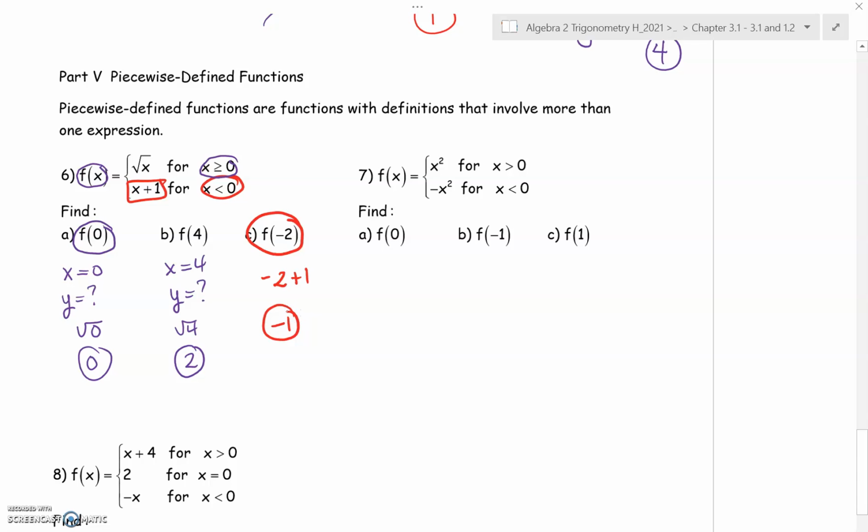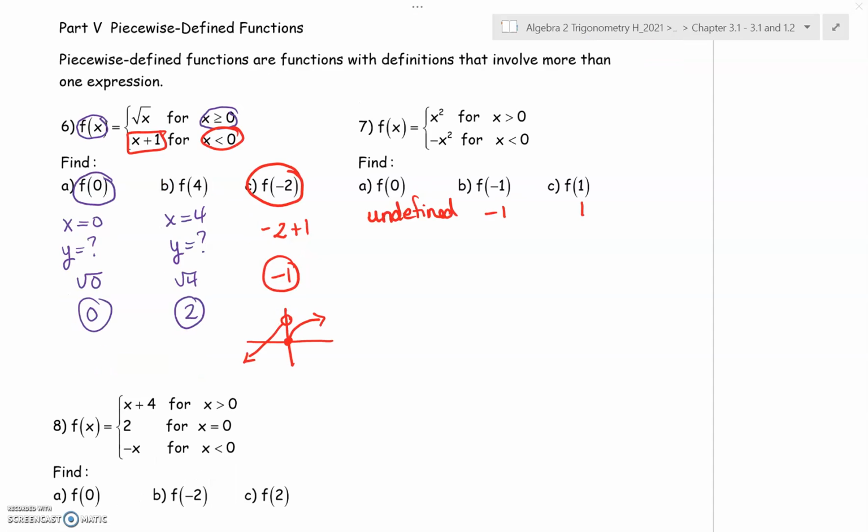Why don't you go ahead and give numbers 7 and 8 a try. Go ahead and pause the video and give it a try. Okay, so let's see how you did. So first of all, for number 6, I did show you what that graph would look like, but we're going to work on graphing these another time.